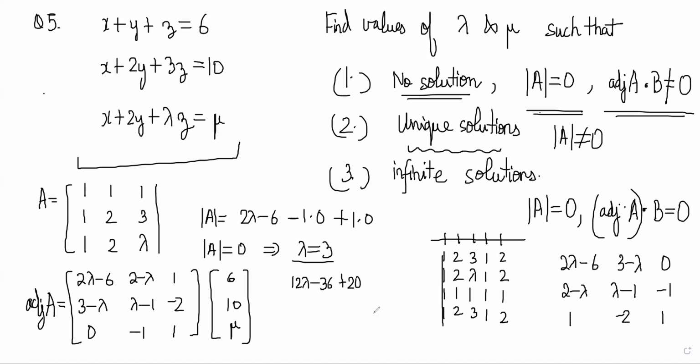Lambda is incorrect. Why are you making mistakes in lambda? It is obvious that det of A is 2 lambda minus 6. Yeah, minus lambda minus 3 plus 0. Yeah, I made a mistake. Yeah, it's supposed to be 3.